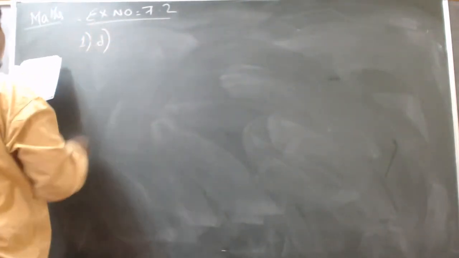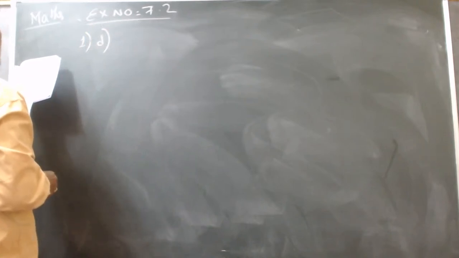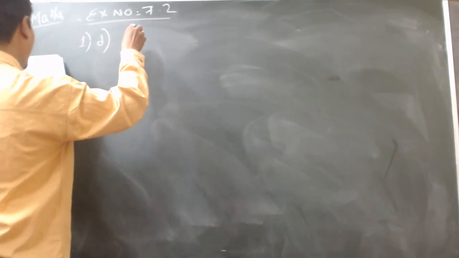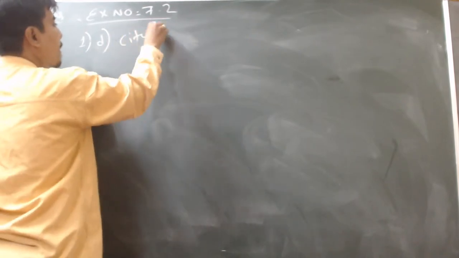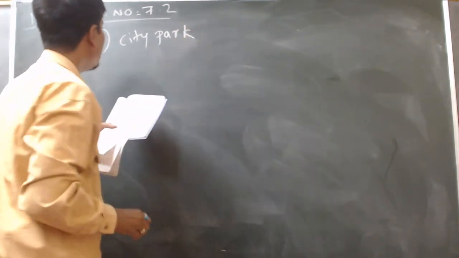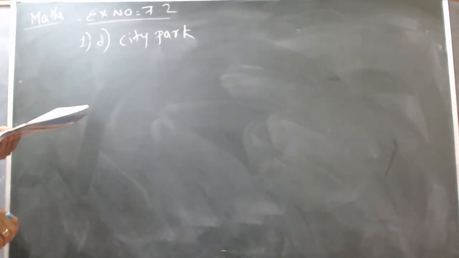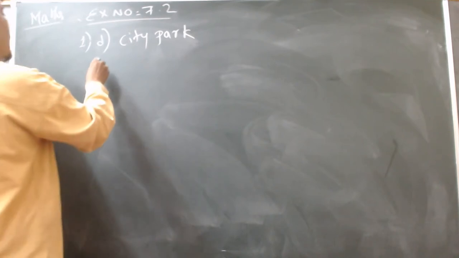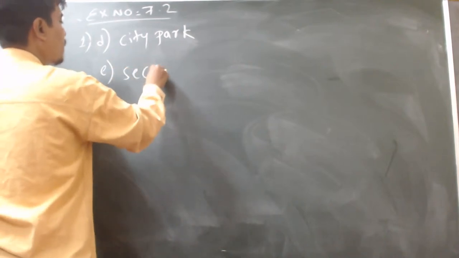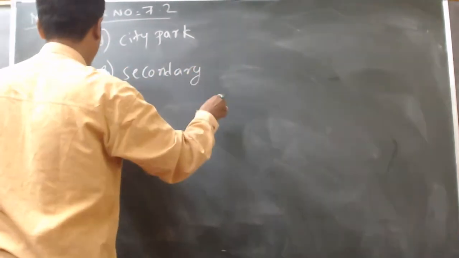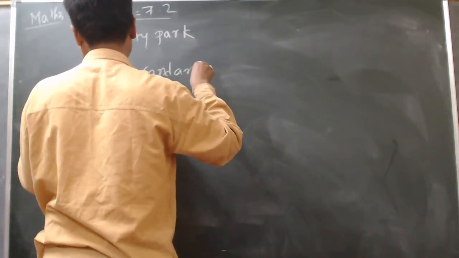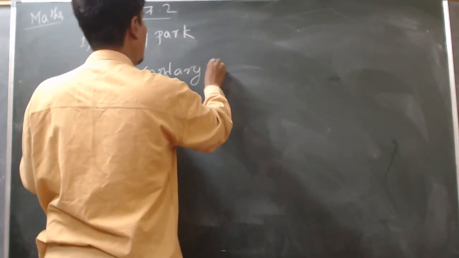Fourth one. Which is further east, the city park or the market? And the answer for this is city park. So you should write the question and answer. And after this, which is further south, primary school or secondary school? And the answer for this is secondary school. You see the map, we will come to know.